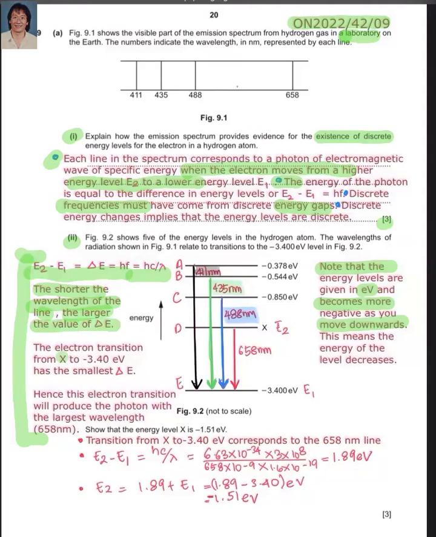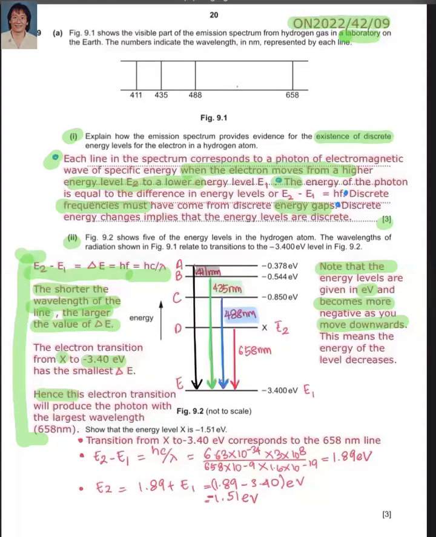The electron transition from X to minus 3.4 has the smallest delta E. This is represented by the red line. Hence, the electron transition will produce a photon with the largest wavelength, which is 658 nanometers, or I can say smallest frequency.